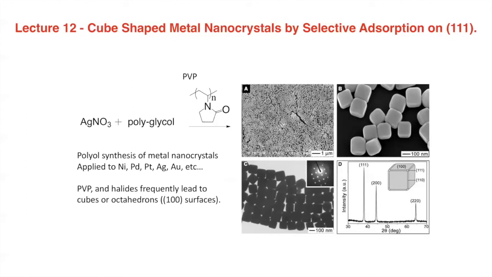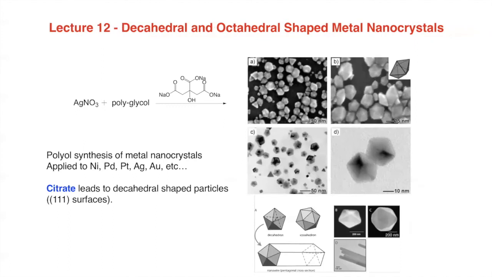So PVP added to the mix gives you cubes. It's also the case that adding halides to these syntheses, or beginning with metal halide salts, frequently leads to cubes. And you can also run these same kinds of reactions, but instead of adding PVP or halide salts, you add citrate again. And now the conversion gives you a different shape. So here, instead of cubes, we're now making these little decapod type structures.